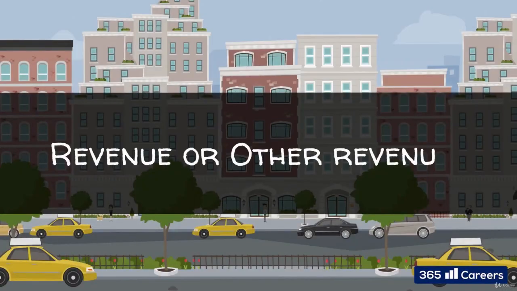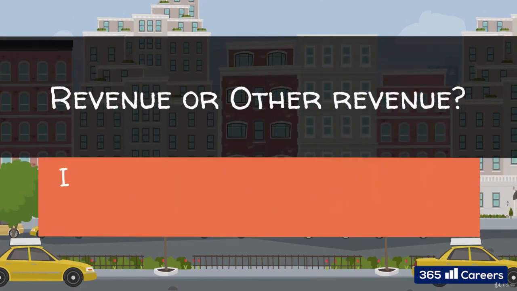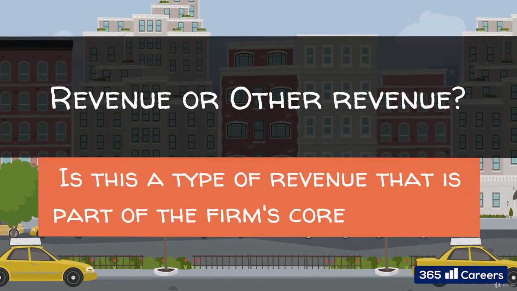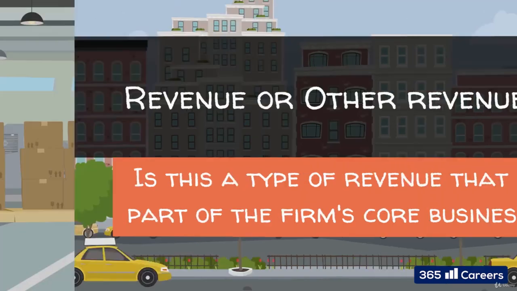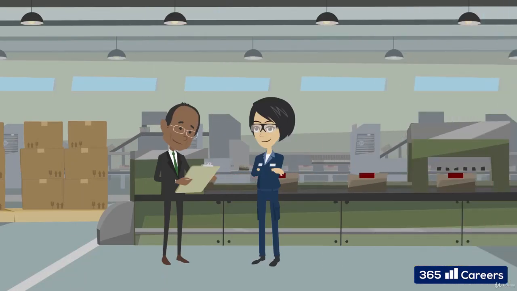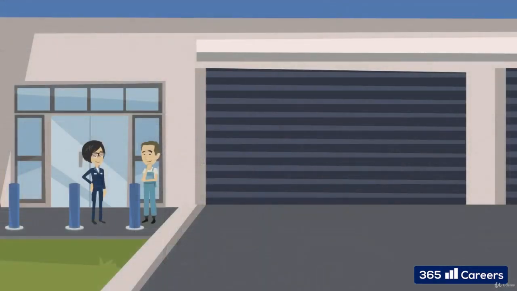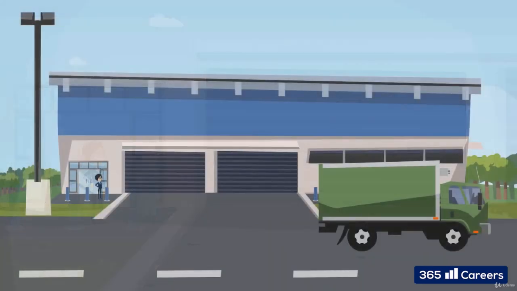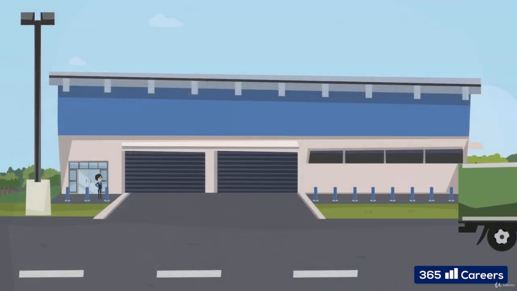When we talk about revenues and we want to categorize them, we must ask one fundamental question. Is this a type of revenue that is part of the firm's core business? Let's provide a practical example. Think of a dairy company. It produces milk and cheese, and then sells it to chains of supermarkets.